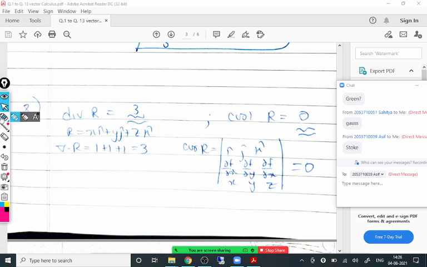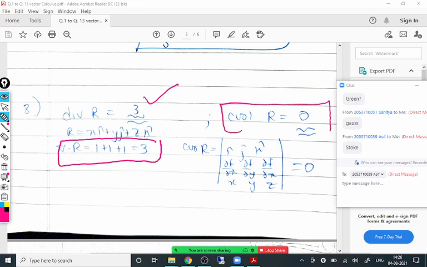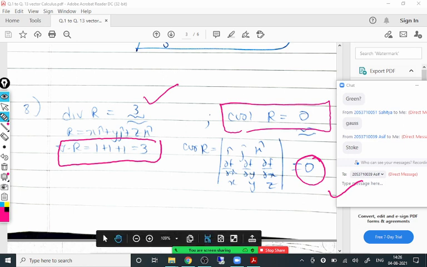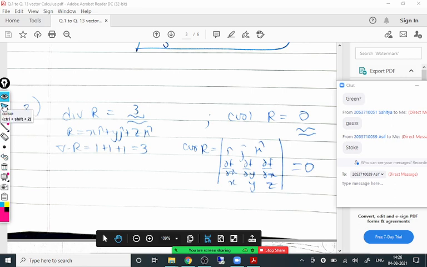Here both results are written. Divergence of r bar is 3 because del dot r bar is 3, and curl of r bar is 0. So r bar is an irrotational field. The position vector is itself an irrotational field.